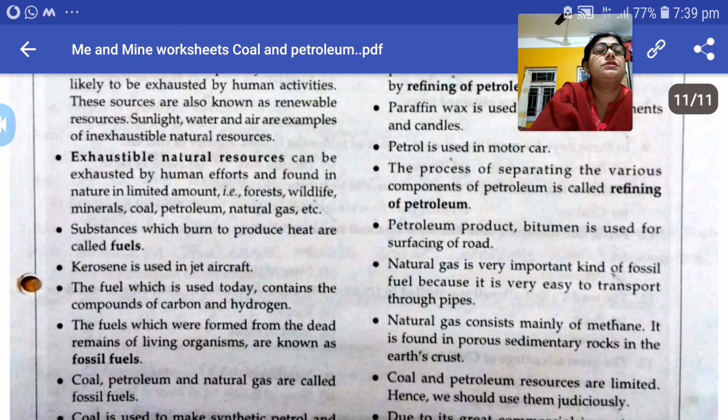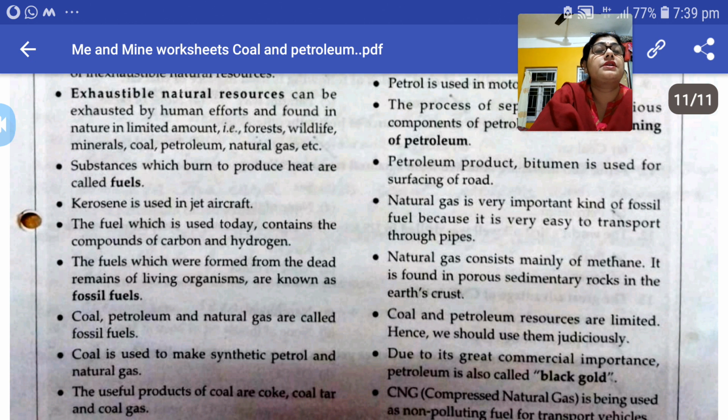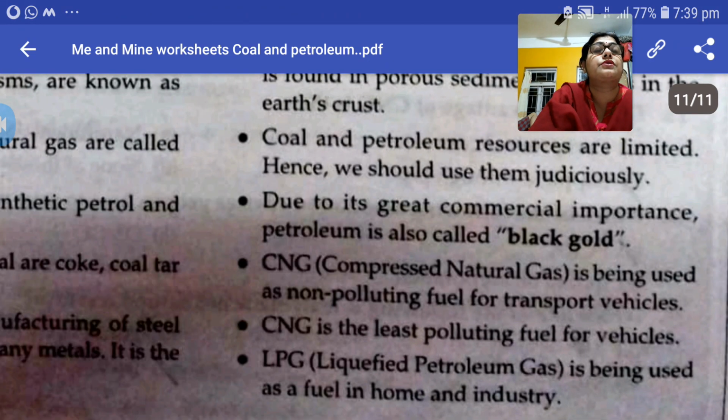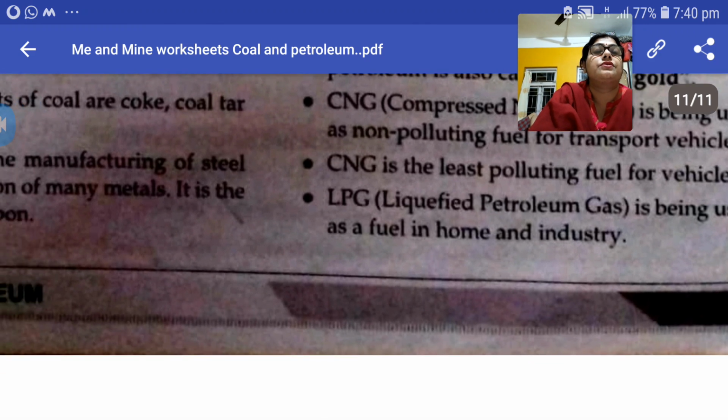This one is important. Okay, natural gas is very important kind of fossil fuel because it is easy to transport through pipe. This is a question which is asked in one of your worksheets. Natural gas consists mainly of methane. It is found in porous sedimentary rocks in the earth crust. So you see why it is called black gold. Due to its great commercial importance, petroleum is called black gold. Please write this answer, why petroleum is called black gold. Due to its great commercial importance, petroleum is also called black gold. Then CNG full form is given with the use, and LPG is also given.